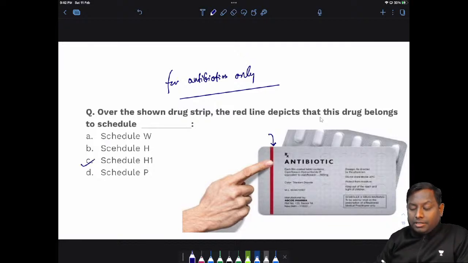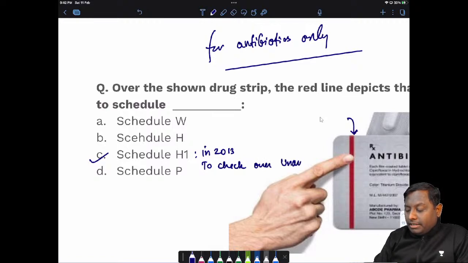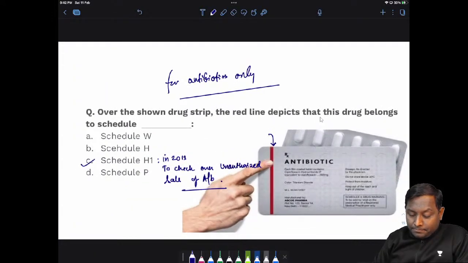That H1, right? So this red line means it is coming under H1. Schedule H1 that we have, it came into existence in year 2013. It is for antibiotics only. Mainly it came into existence to check the unauthorized sale of antibiotics. Now in our country, quackery is practiced to the maximum.